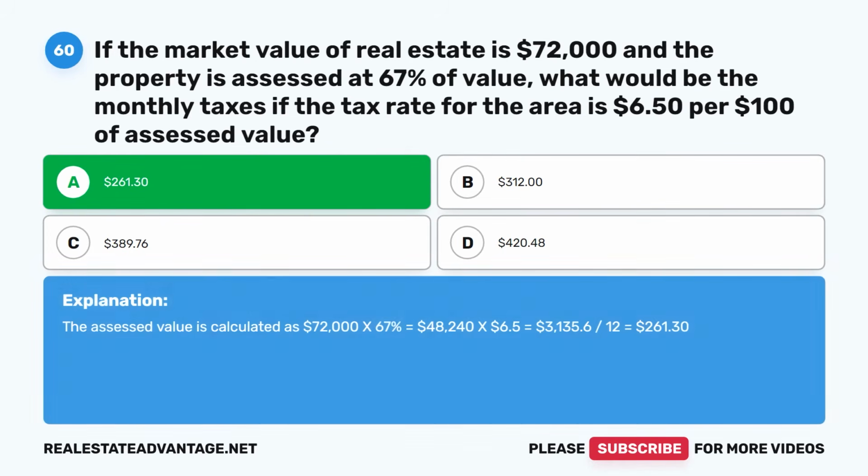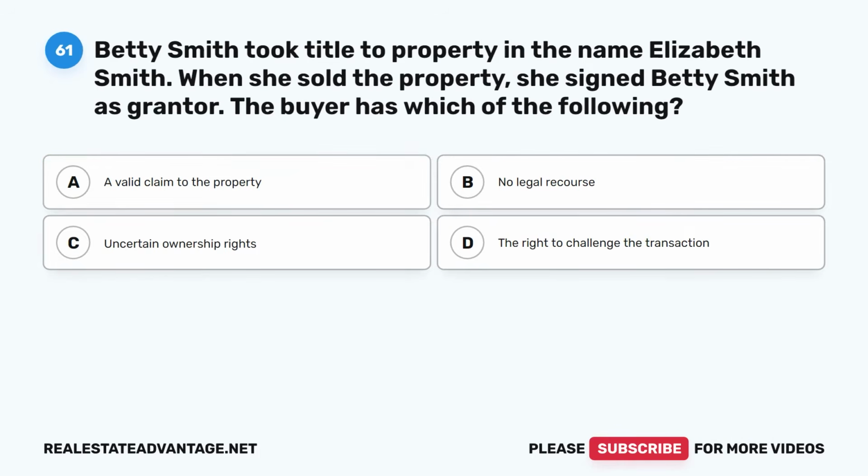$261.30. The assessed value is calculated as $72,000 times 67% equals $48,240 times $6.5 equals $3,135.6 divided by 12 equals $261.30.